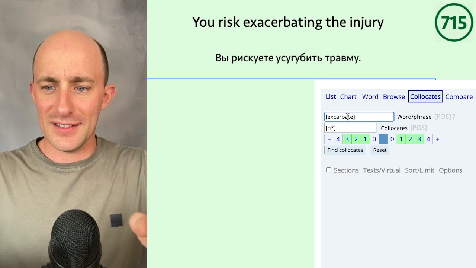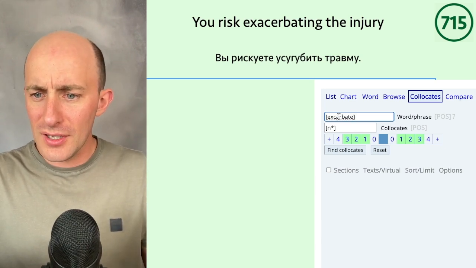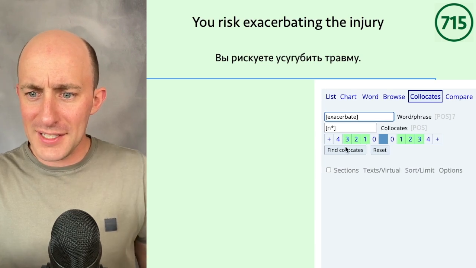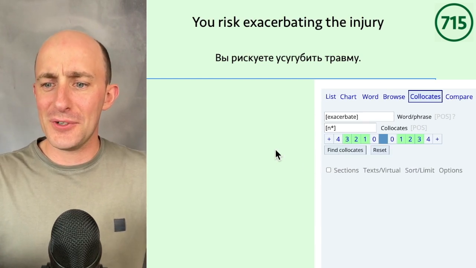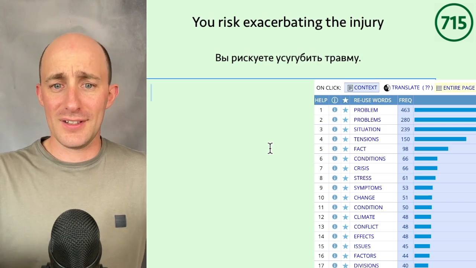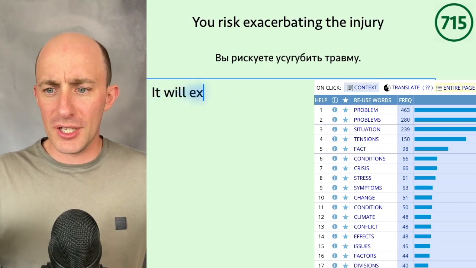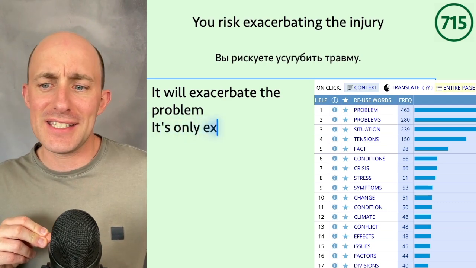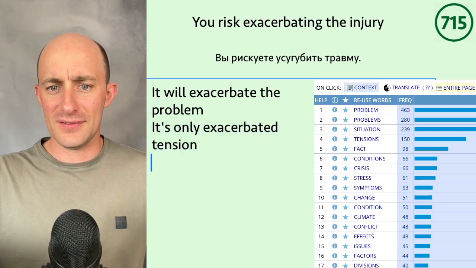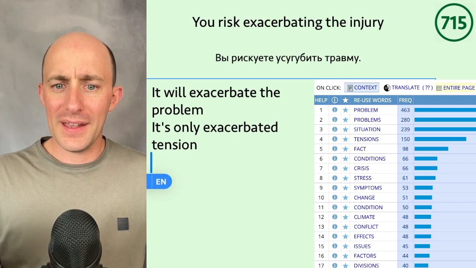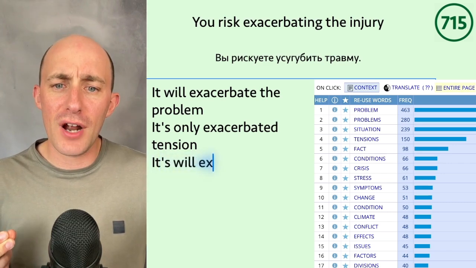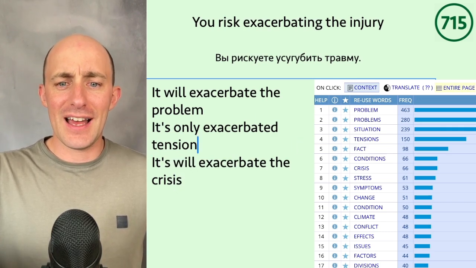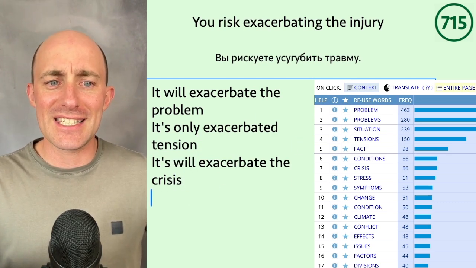And now we can see some things which often get exacerbated. Exacerbate. For example, problems. This will exacerbate the problem. It only exacerbated tension. It will exacerbate the crisis. So exacerbate, when something is bad and it becomes worse. To exacerbate.